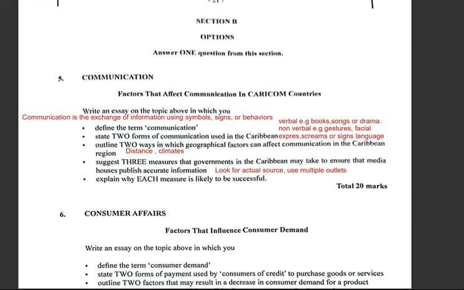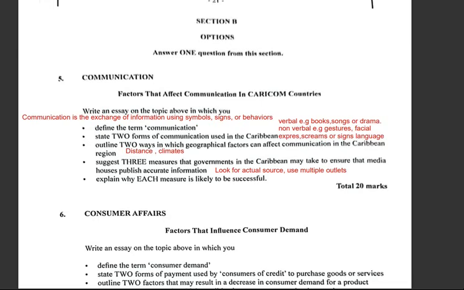Sorry. This one says suggest 3 measures that governments in the Caribbean may take to ensure that media houses publish accurate information. So for news, entertainment, and review teams that broadcast news, how can we know they are publishing accurate information? What can the government put in place to ensure that the media houses publish accurate information? Alright, so they could confirm information. How? Look for the actual source.